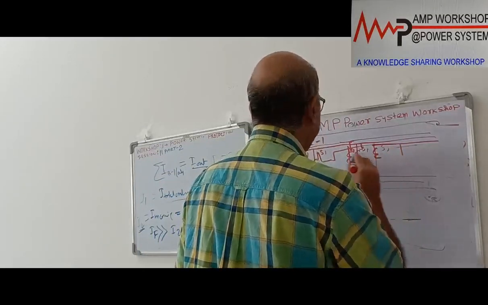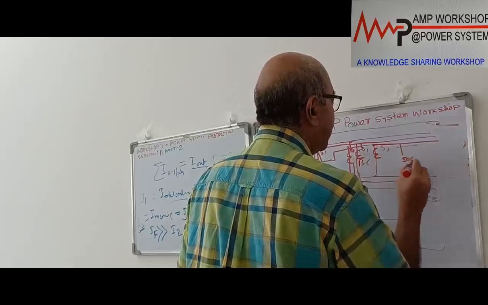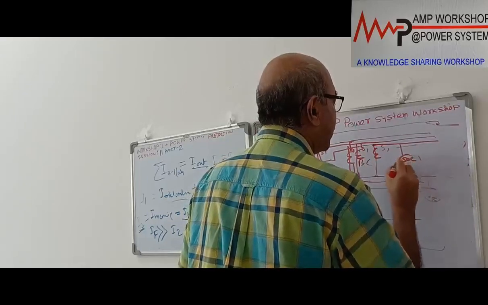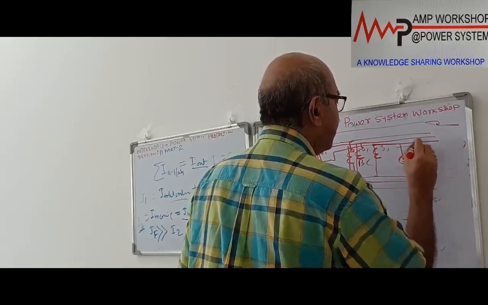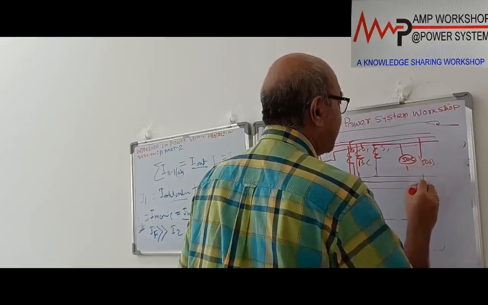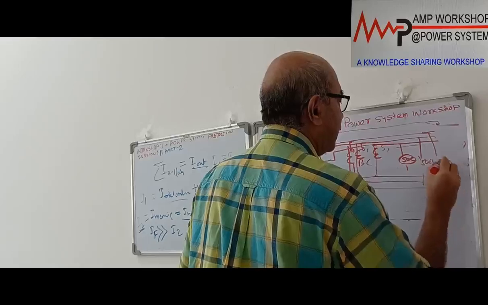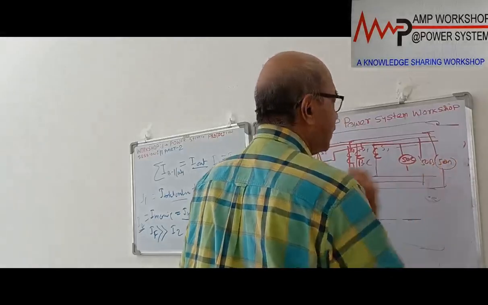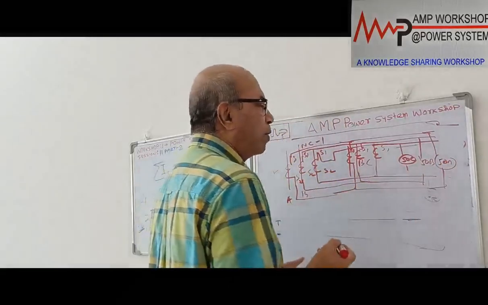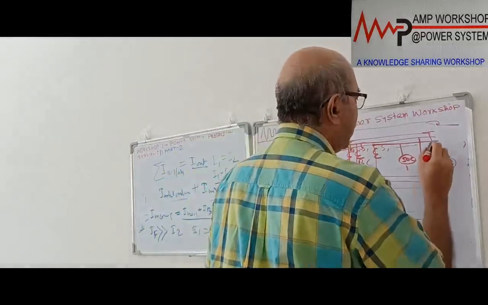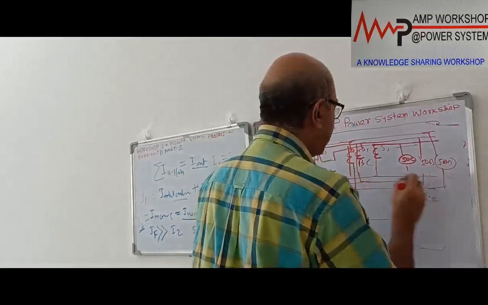Suppose this is your C phase, right? So 50C is connected over here, then 50B connected over here, and 50A connected over here, right? These are all the instantaneous current relays connected. Now how will we provide the earth fault? Now these 3, what will we do? This is coming from S to N.